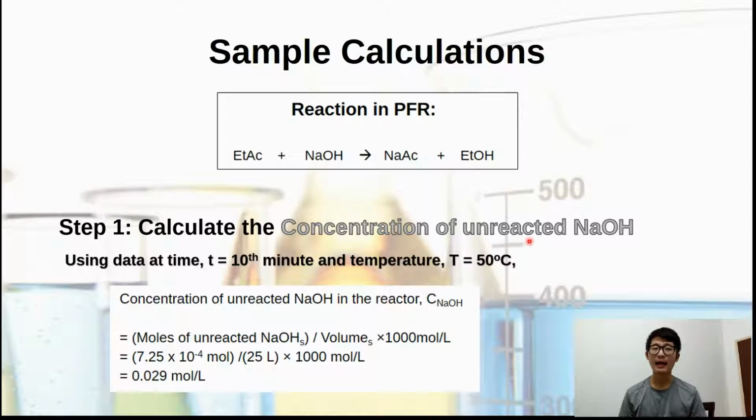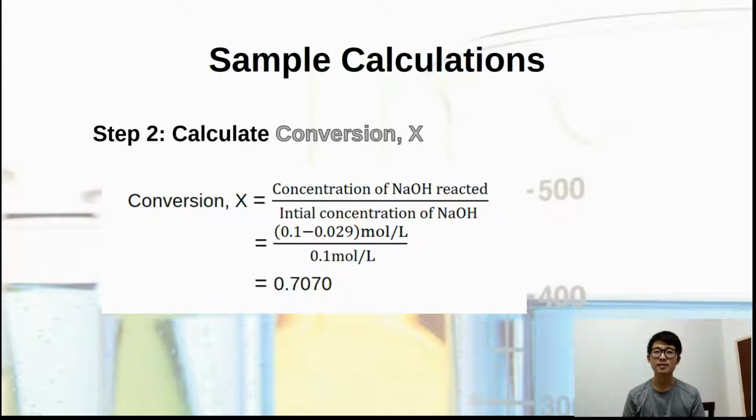By using the data at time t equal to 10 minutes and temperature T equal to 50 degrees Celsius, the concentration of unreacted NaOH is moles of unreacted NaOH in the sample divided by volume of the sample times 1000 mole per liter, and we get 0.029 mole per liter. Step 2. We calculate conversion X.